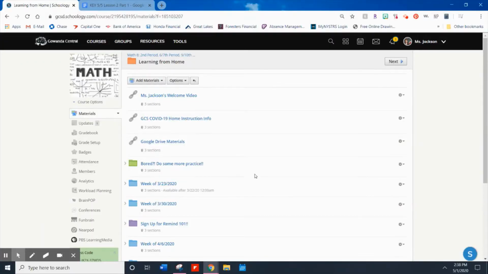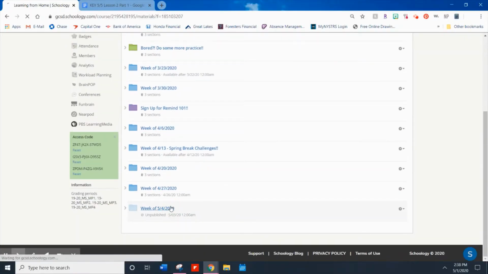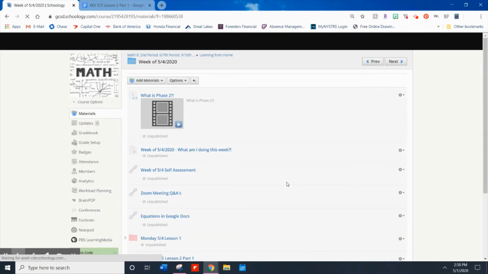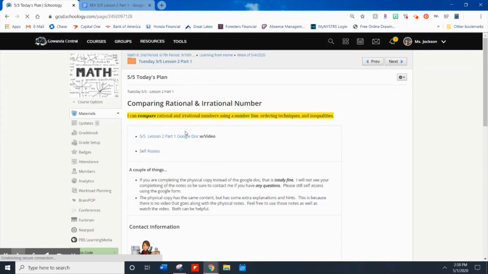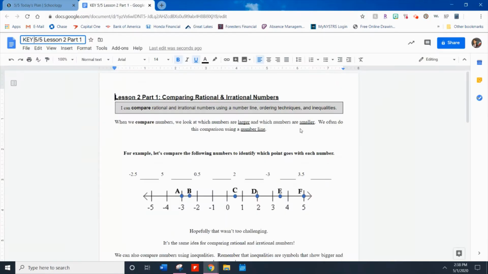All right, so we're in the Learning from Home folder. We're going to go down to the week of 5/4/2020. We are on lesson 2, part 1. You can click on your notes right here, or you can go through today's plan and click on the notes from there. And this is what your notes should look like for today. So it says we are going to be comparing rational and irrational numbers. Our learning target is I can compare rational and irrational numbers using a number line, ordering techniques, and inequalities.